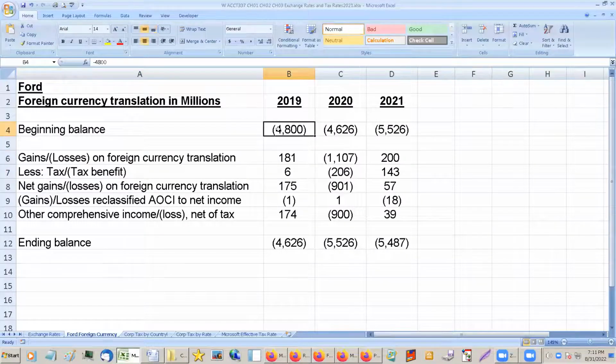And you'll see here that, now these are in millions. So they began 2019 with a loss of $4.8 billion for foreign currency. It changed throughout the year. At the end of 2021, they had almost $5.5 billion in foreign currency loss. The changes in the foreign currency changed the amount that they had on their books, because these currencies go up and down.